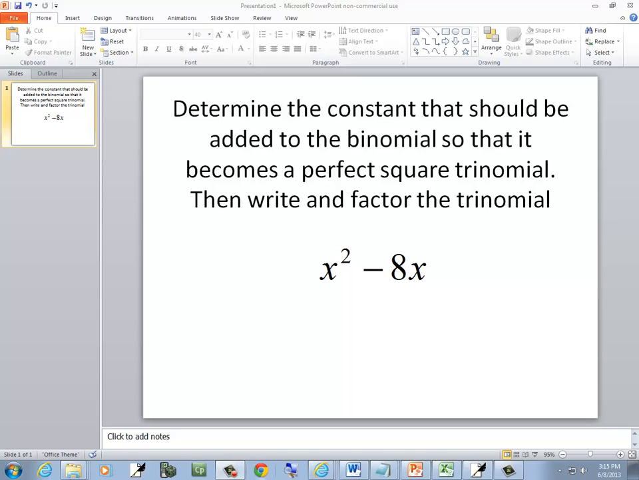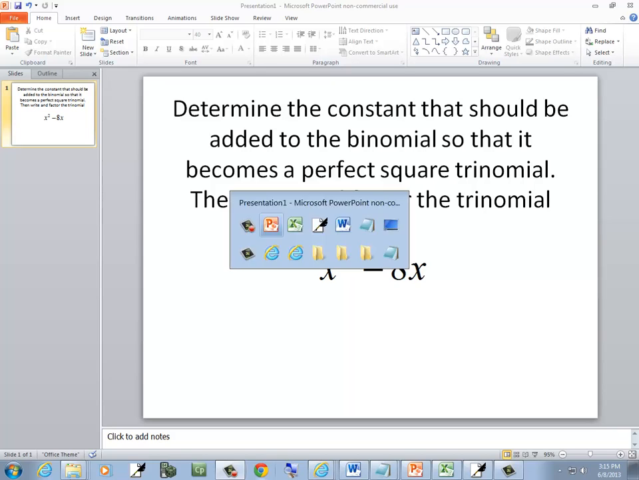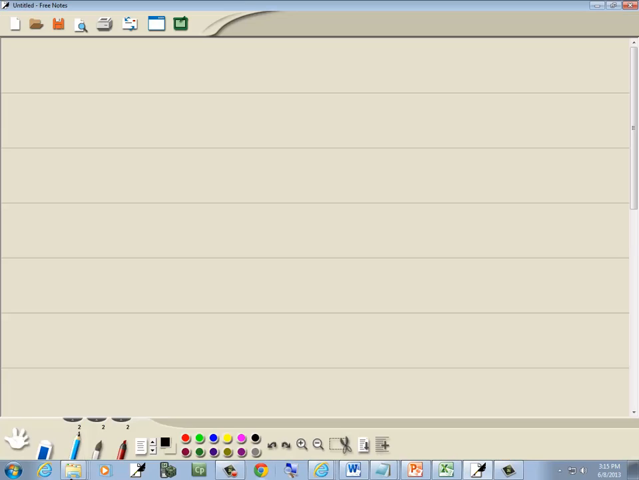In this problem, it wants us to determine a constant that should be added to the binomial so it becomes a perfect square trinomial. Then write and factor the trinomial. This is a little piece of completing the square. So let's look at this problem.